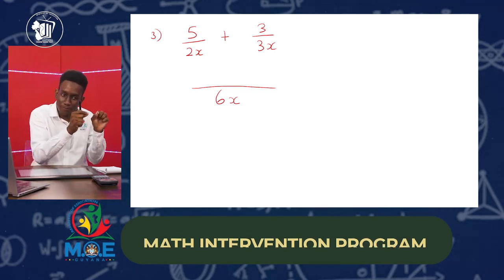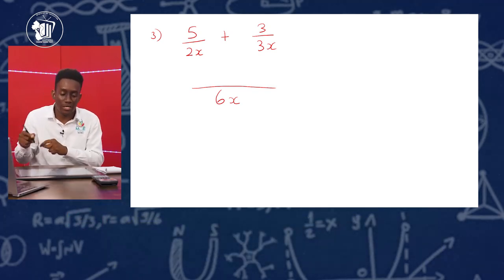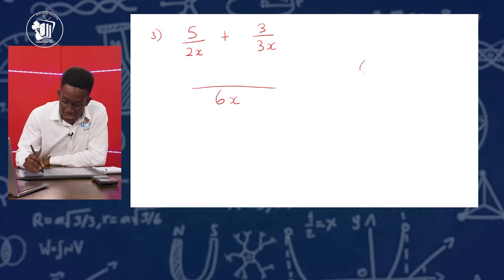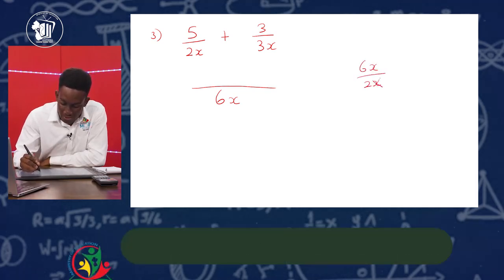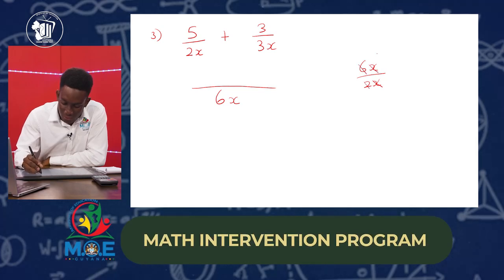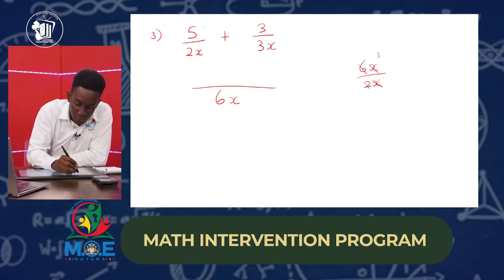We did the numbers first and then the variables. And then we do some division. So 6x divided by 2x. This x will cancel with that x. 6 divided by 2 is 3. So we take that 3 and we multiply it by the numerator here. So 5 times 3 would be 15.